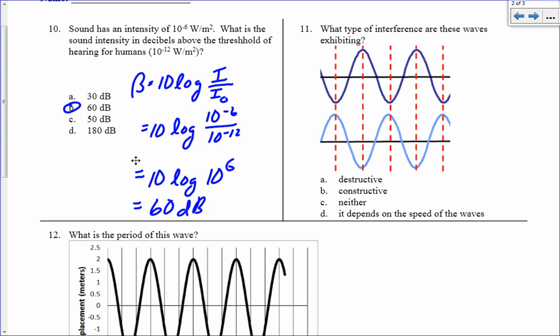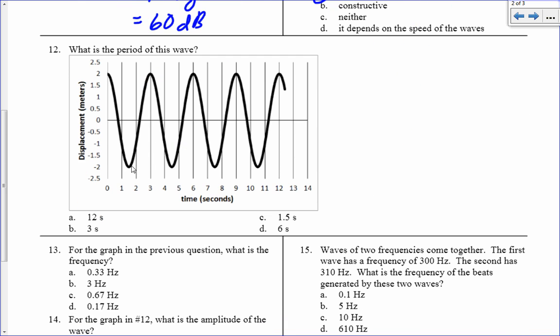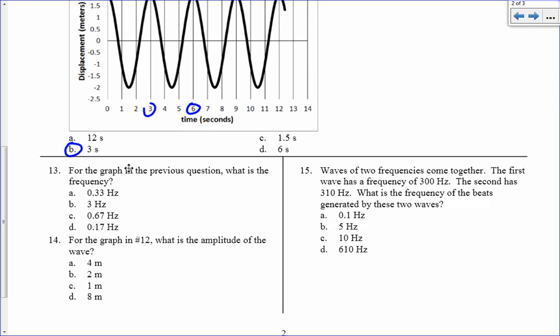What type of interference are these exhibiting? Peaks are lining up with troughs, so that's destructive interference. What is the period of this wave? That's the time to get from there to there. That's from 3 seconds to 6 seconds, so the period is 3 seconds. Number 12 is B. What is the frequency? The frequency is 1 over the period, 1 over 3, which is 0.33 hertz.